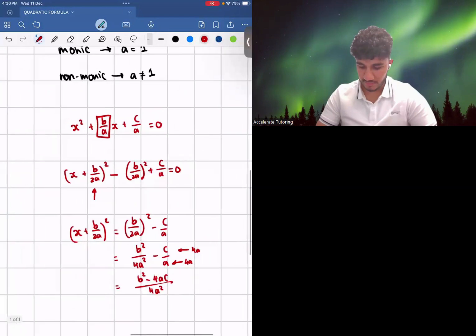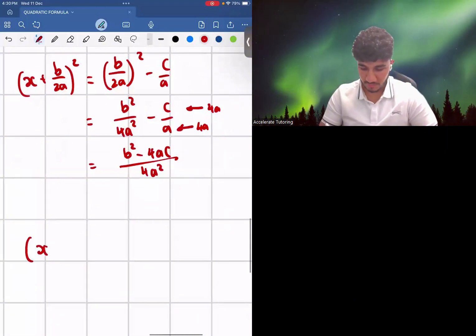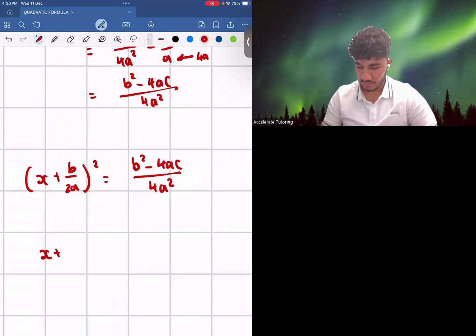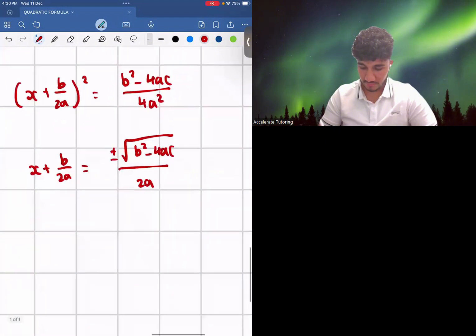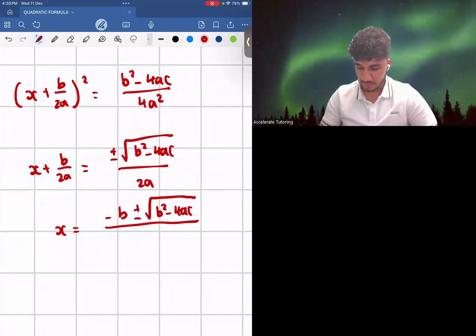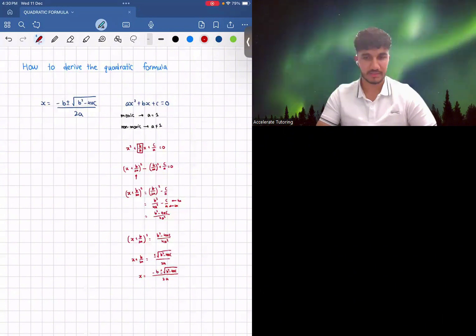Now you can see that we're getting close to our quadratic formula. Right now we currently are at x plus b over 2a squared is equal to b squared minus 4ac all over 4a squared. The next step we can do is square root both sides. When we square root the left-hand side, we just get x plus b over 2a. The right-hand side gives us plus or minus the square root of b squared minus 4ac, all over 2a. The final step, take the constant from the left-hand side to the right. We get x is equal to negative b plus or minus the square root of b squared minus 4ac, all over 2a. So that's how we get our quadratic formula using completing the square.